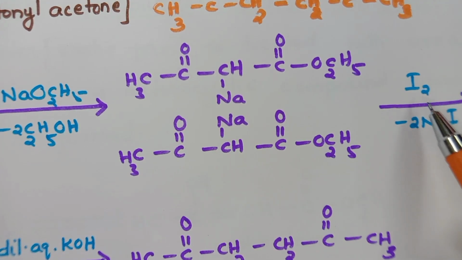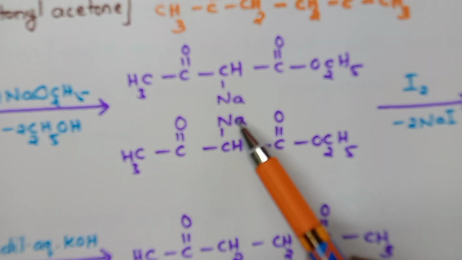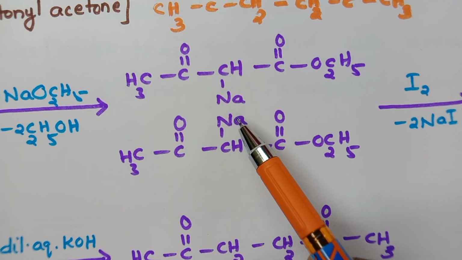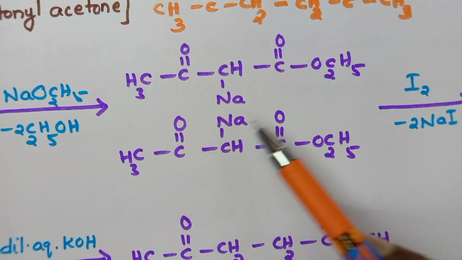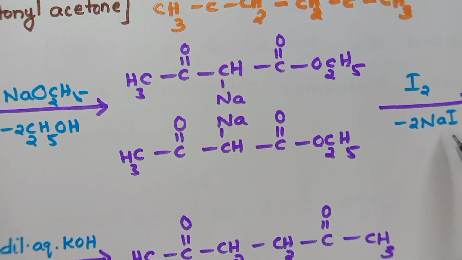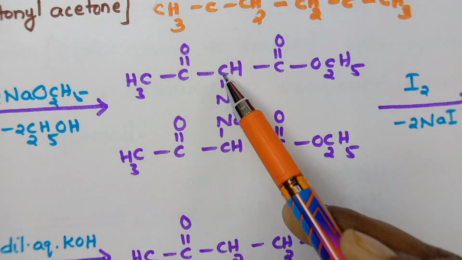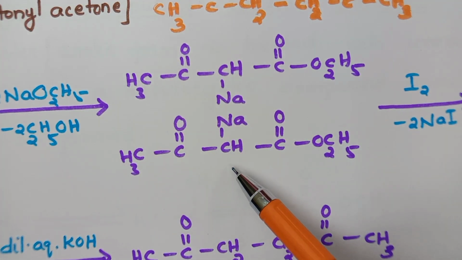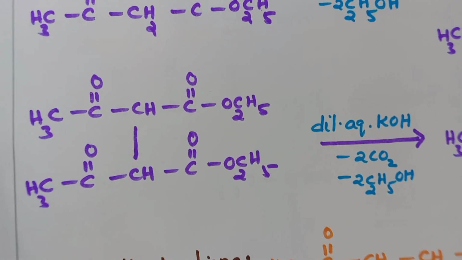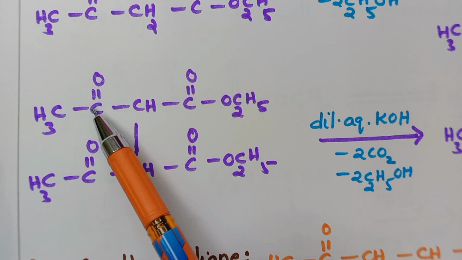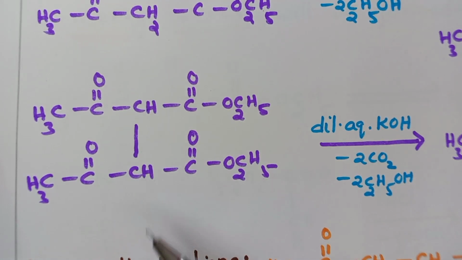Okay, now these two should be joined together. So these two sodium atoms should be removed. To remove, we are supposed to add I2. So 2 Na and 2 I will come out as minus 2 NaI. Okay, now this is empty here, this is empty here. These two carbons will be joined together. Look here, CH3, C double bond O, CH joined with this CH. So now these two have become one.